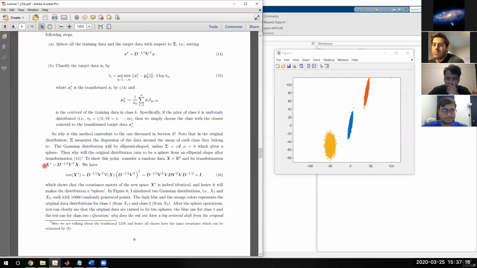Now let's calculate the covariance of this X star. You see, D is a constant number, V is a constant number. The only random number is what? The X, right? Let me ask you, suppose X is one-dimensional, and the variance is, let's say, sigma square. What is the variance of aX, where a is a scalar? It's going to be a square sigma square, right? Yep. So the same here.